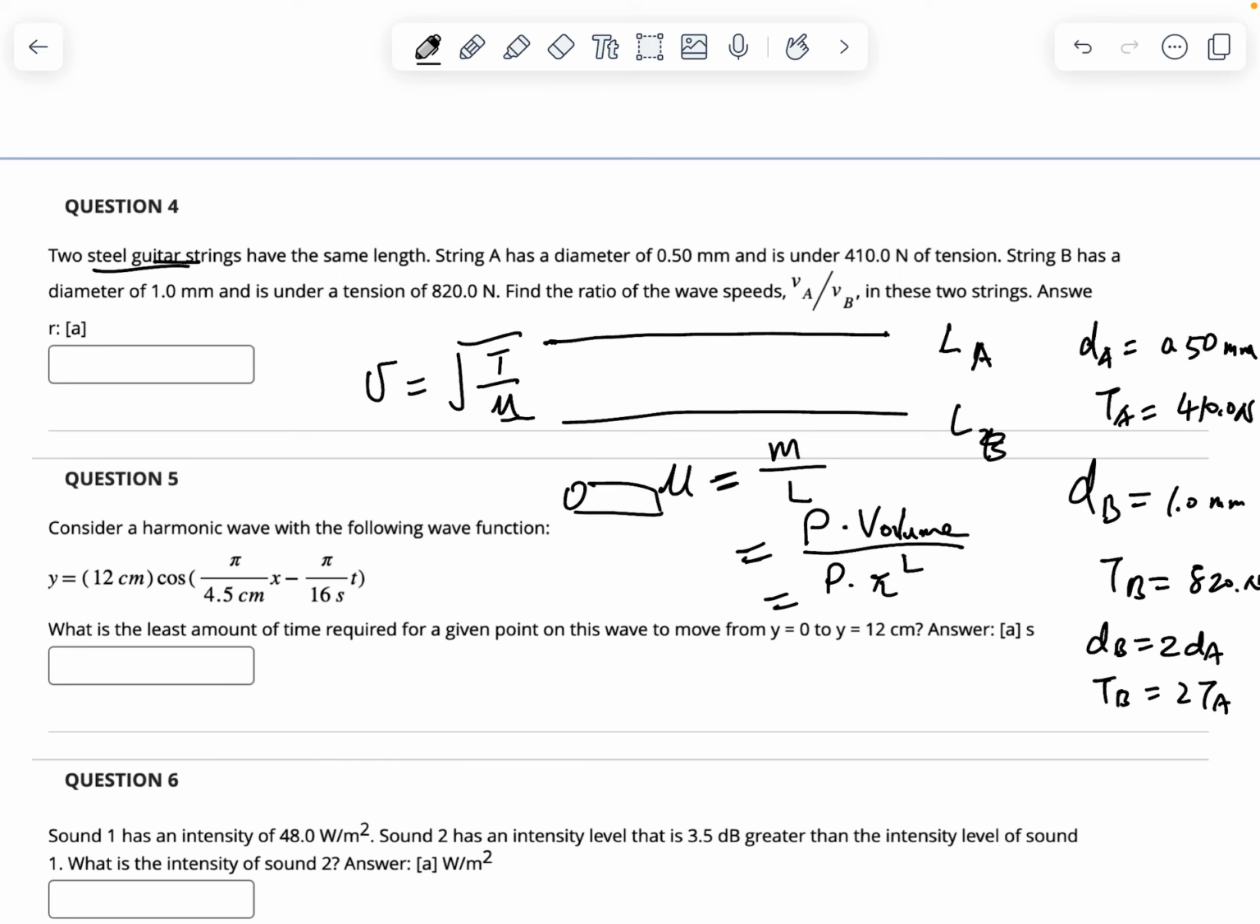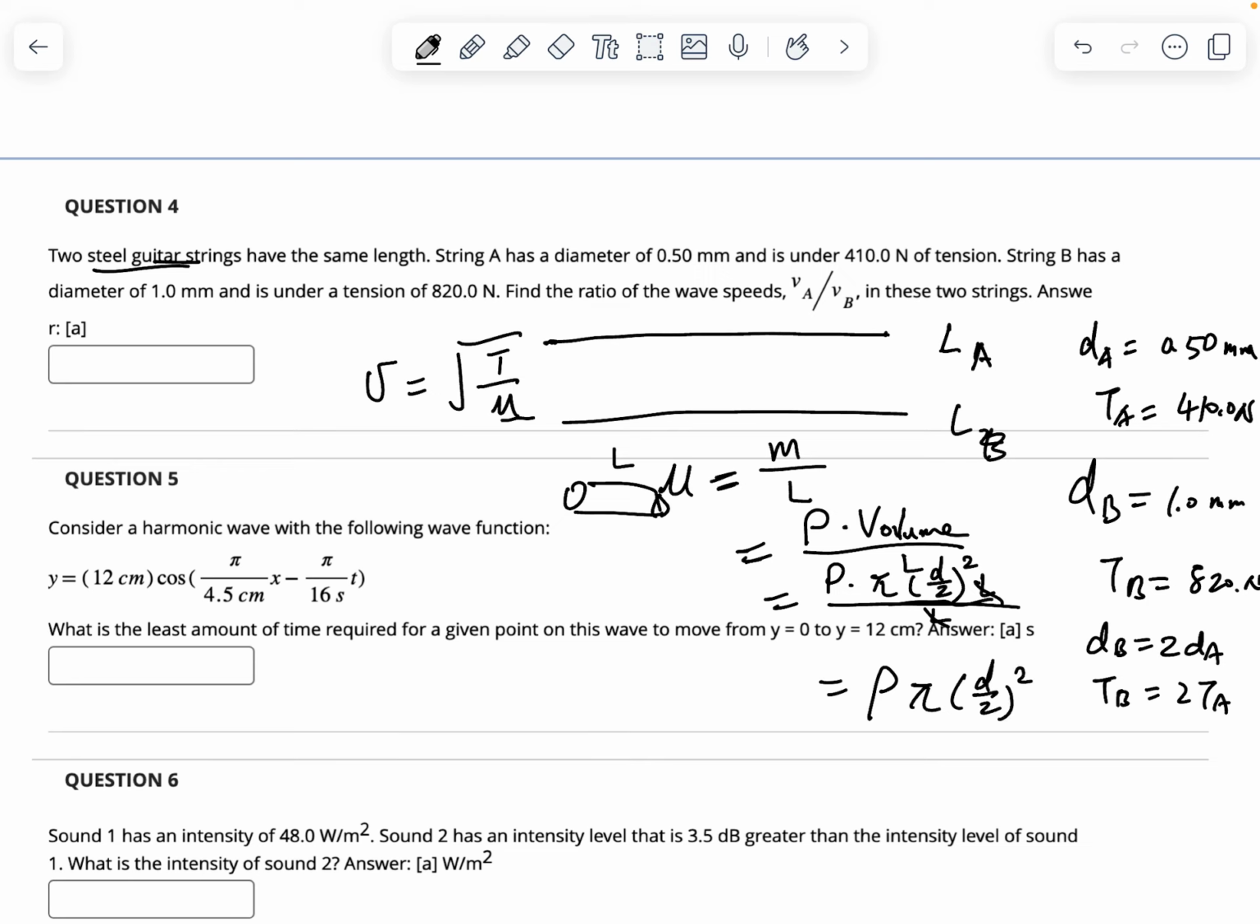Okay, so volume, pi d over 2 squared. You see, that is radius squared. Diameter divided by 2 is radius, right? Times L. This is the volume divided by length. You see, length cancelled. So this one equal to rho pi d over 2 squared.